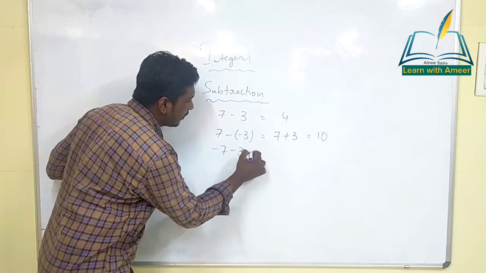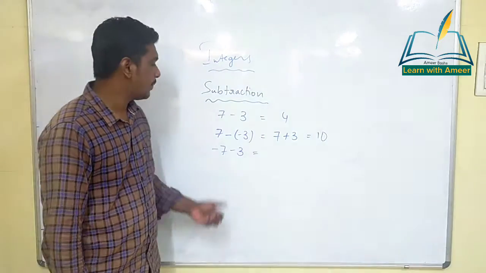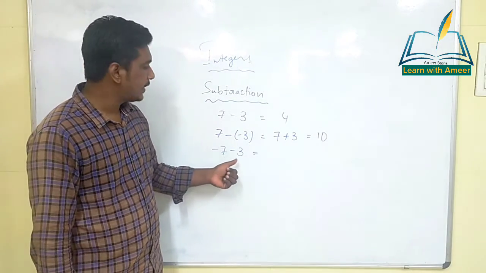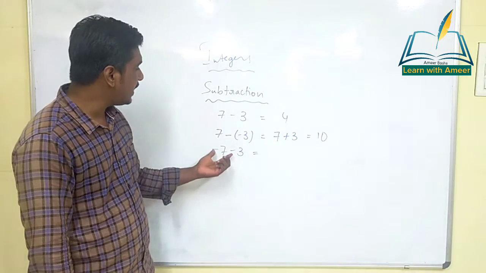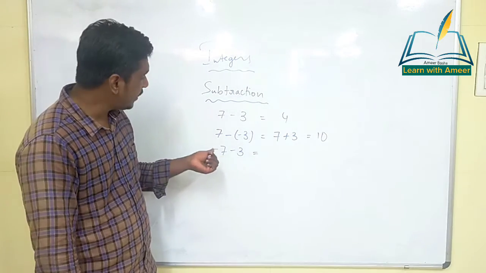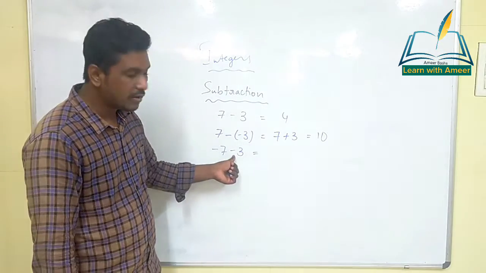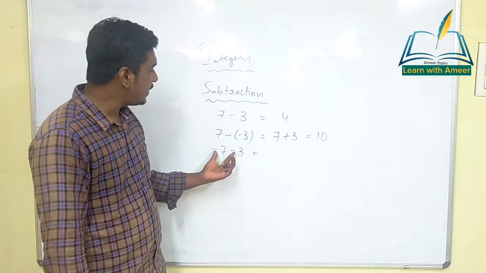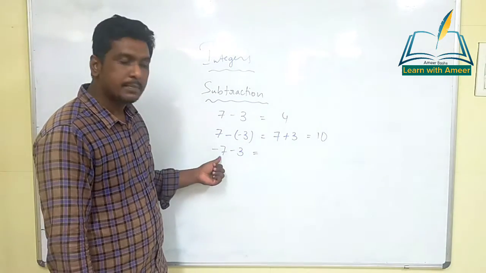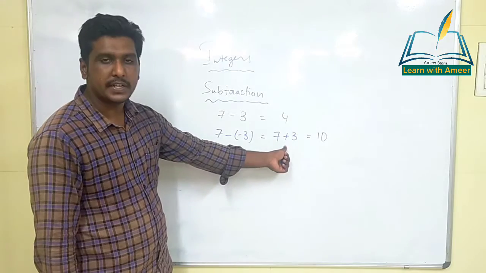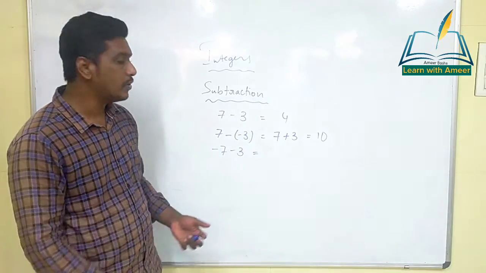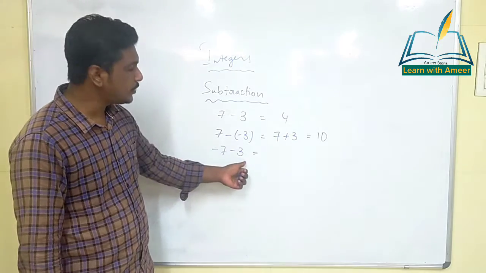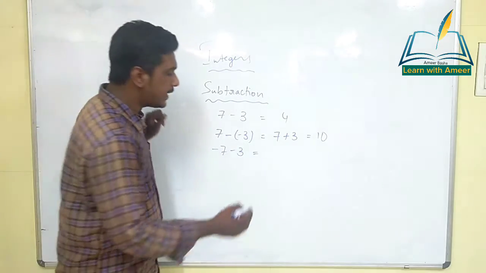Minus 7 minus 3. If we look here, children, we have same sign numbers. Here we have minus and here also minus. When we have two same sign numbers, what operation do we have to do? We have seen it just now. We have to add. So add these two numbers. 7 plus 3 is 10.